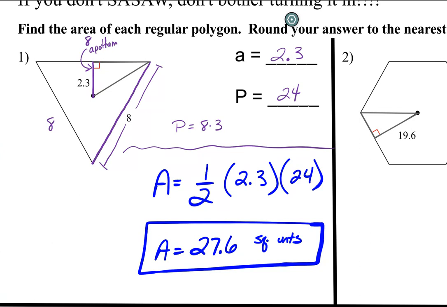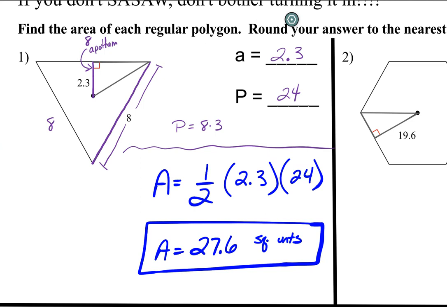So once you get the apothem and perimeter, it's as simple as simple gets, right? Yeah, I get it. Right. So for the ones where I've given you the apothem and then a side, all you gotta do is find the perimeter and plug it in. However, that's not always going to be the case.